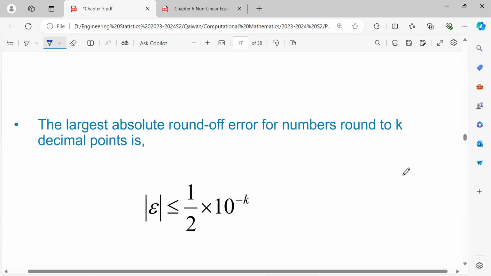Generally, here we have absolute error. We say absolute error is always less than or equal to a half times 10 to the power minus k, where k is the number of decimal points that you round to. Okay?